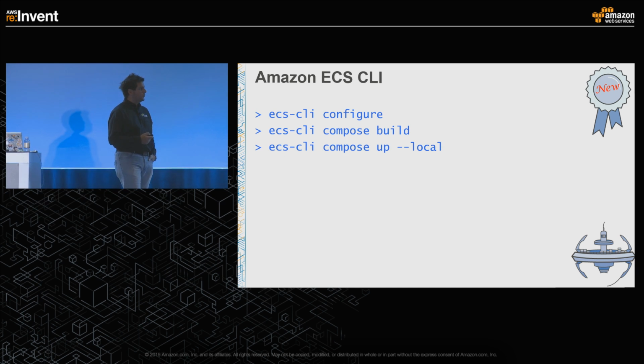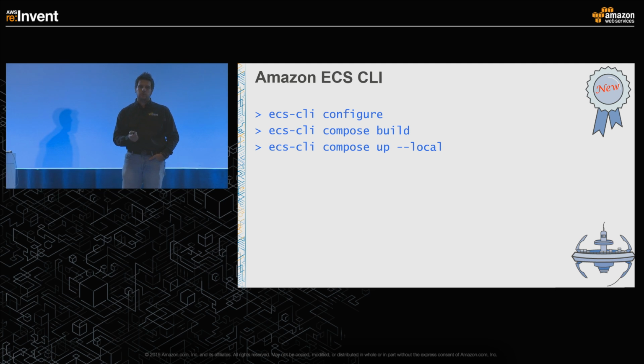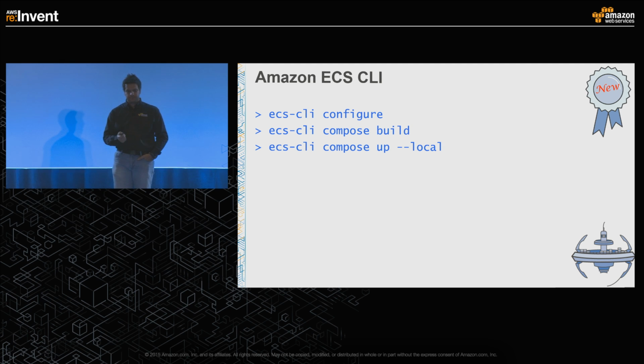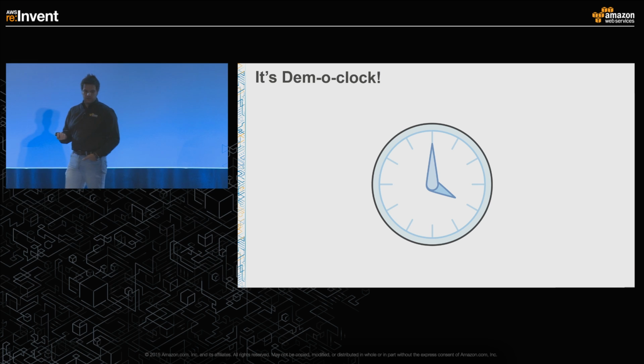This is how it would work. We simply configure the tool by specifying our AWS credentials, the region we may want to use, and the ECS cluster we want to use. And then we can run any Compose command, for example, build, in this case, to build our images, or up to start our application. In this case, I'm using the local option so that those containers will be starting on my local machine. For our demo, we'll actually be using Docker Compose, and I'll switch now to the demo to show that.